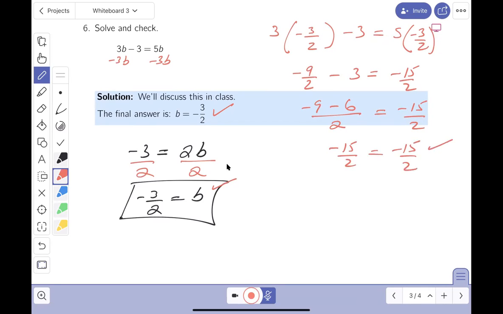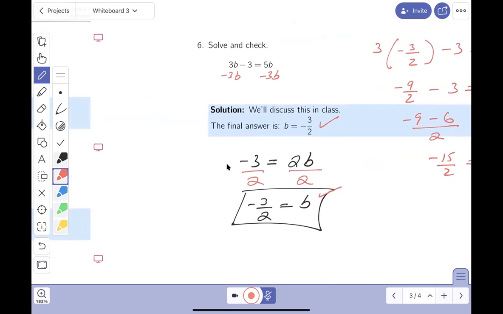I realize some students may argue they don't want to check, and we're not going to force you to check. It's good to know that you can check, though, and most problems are simple to check. Let's go to problem number 7 now.